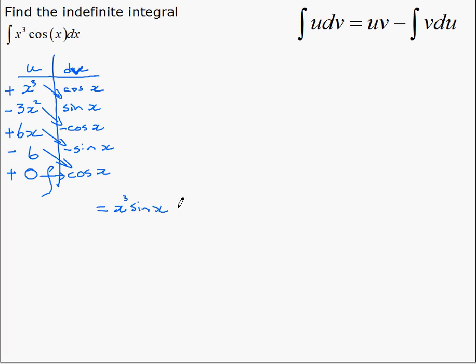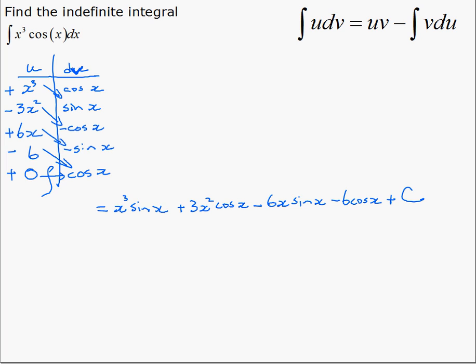Minus and minus gives plus 3x squared cosine x. Positive and negative gives minus 6x sine x. Negative and positive give minus 6 cosine x. Positive, the integral, or so plus the integral of 0 times cosine. The integral of 0 is a constant, so plus c. And there's our final answer.